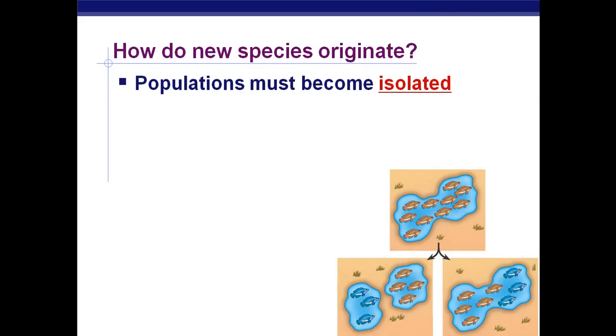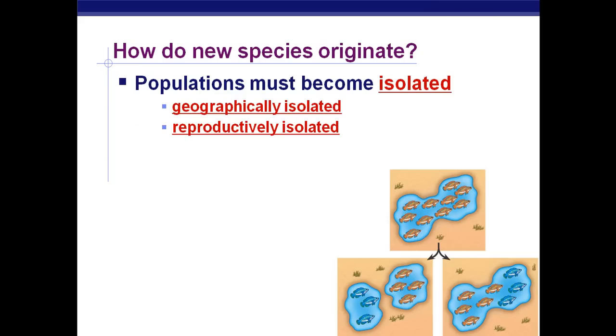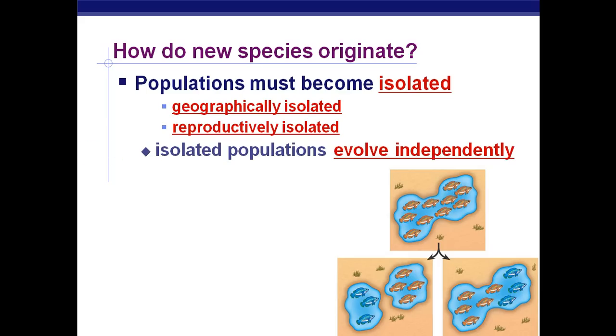So how do new species originate? Well, first of all, the most important idea is that the populations must become isolated in some way, either being geographically isolated or reproductively isolated. Because obviously if you're geographically isolated, you will become reproductively isolated. Populations that are isolated will evolve independently or separately from one another.